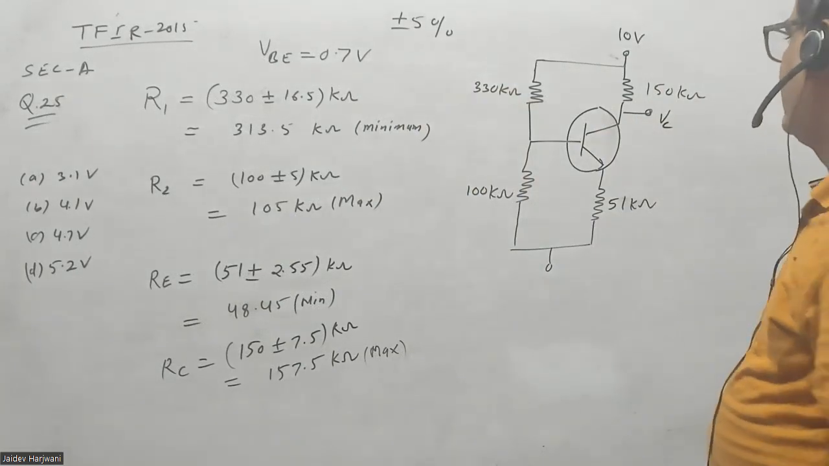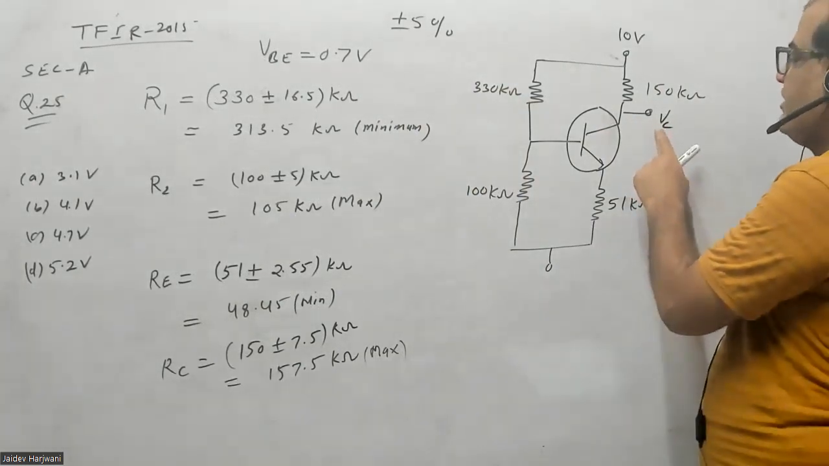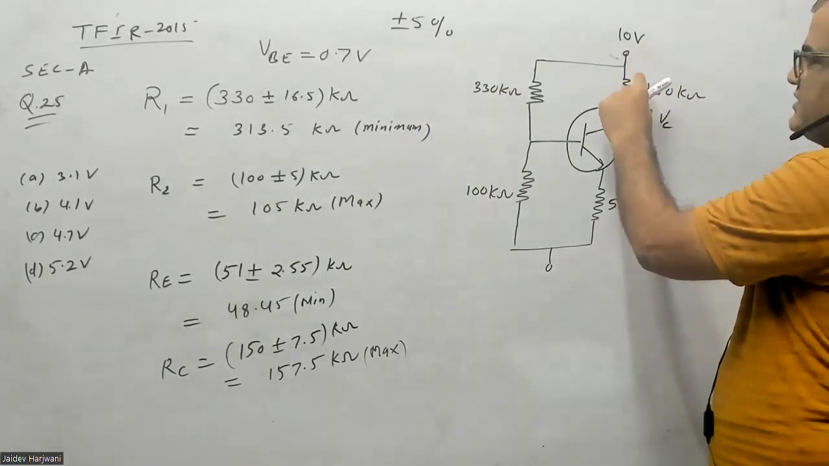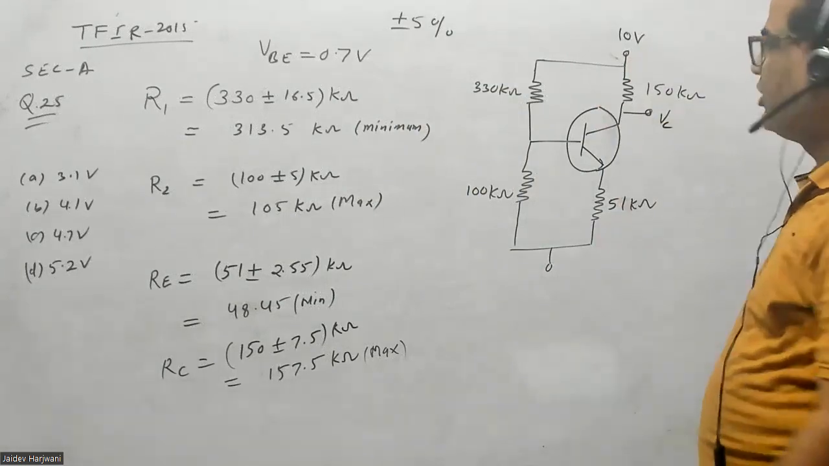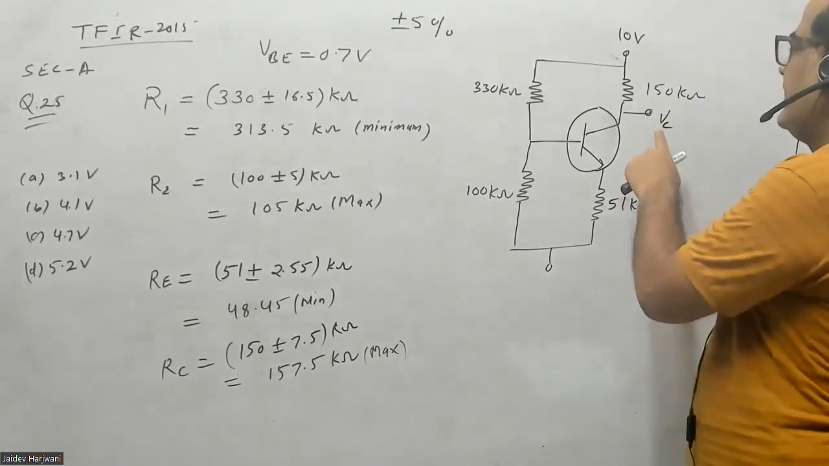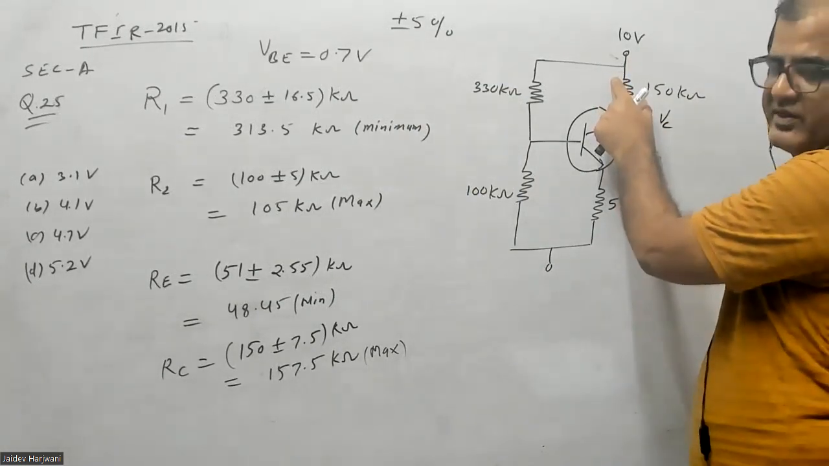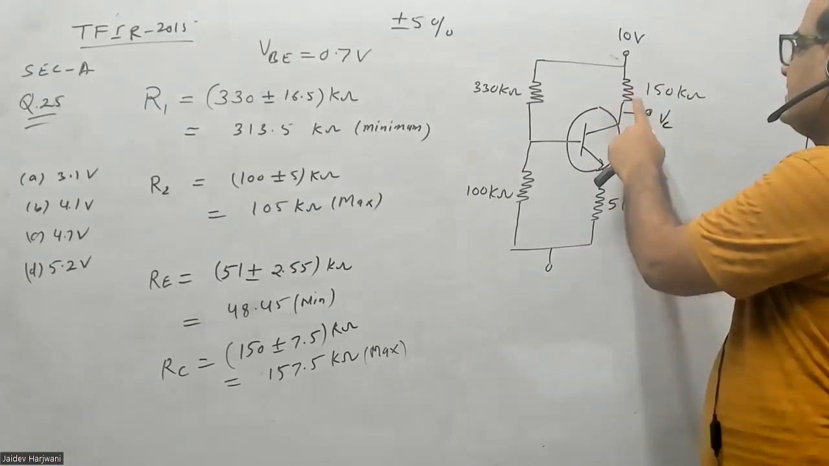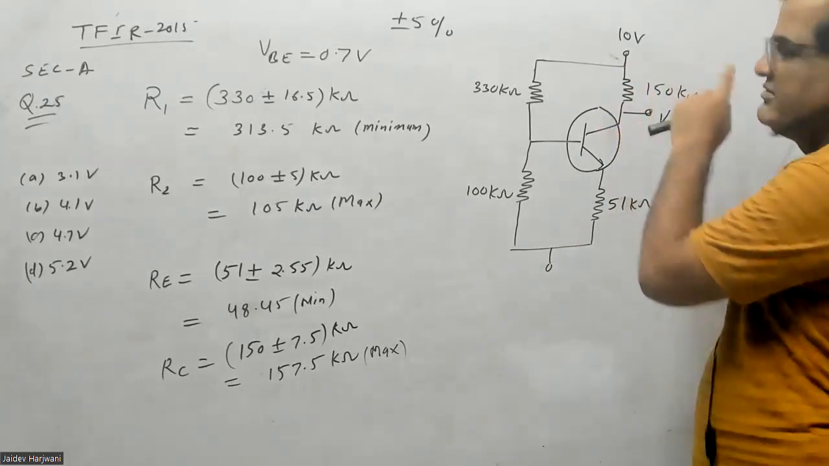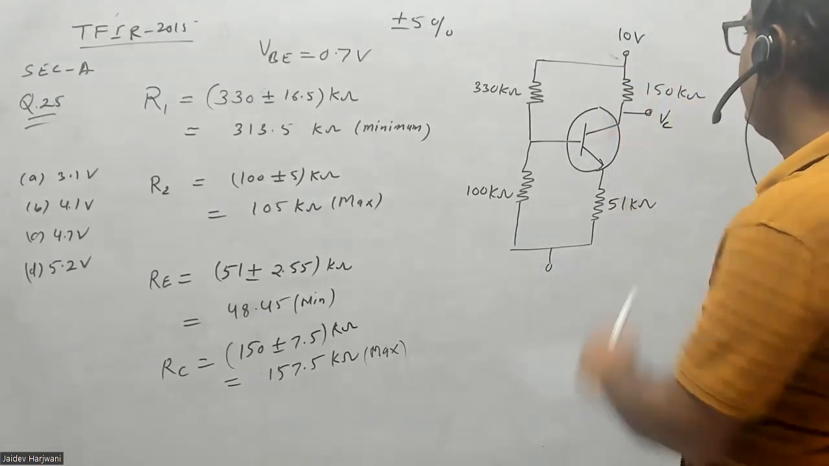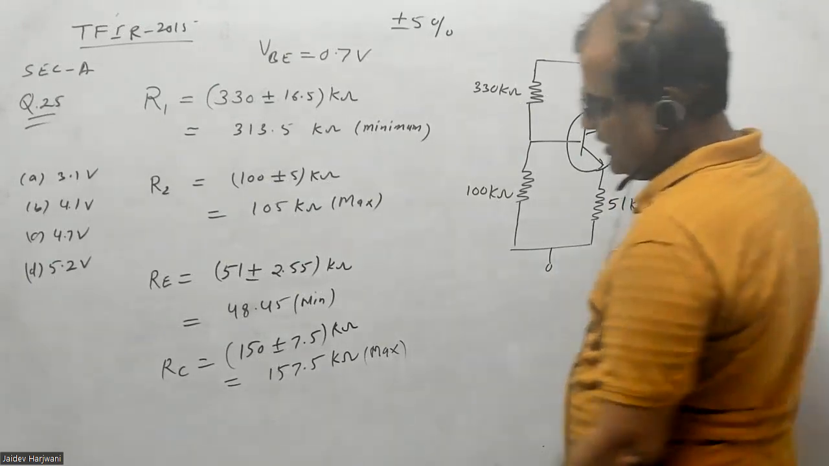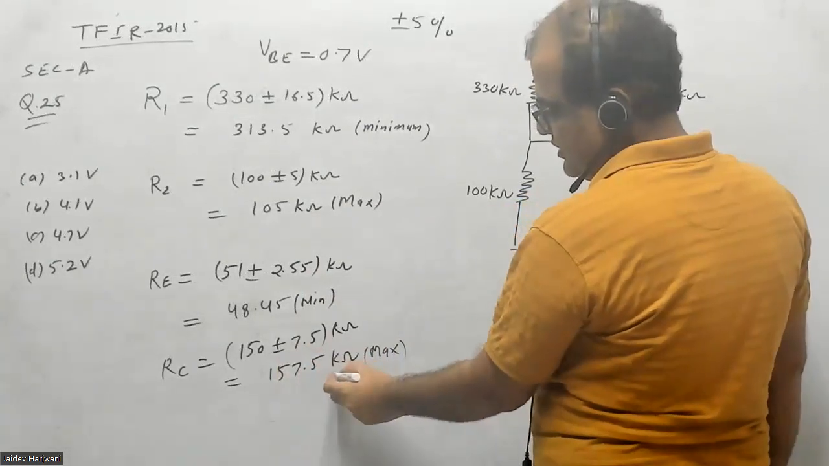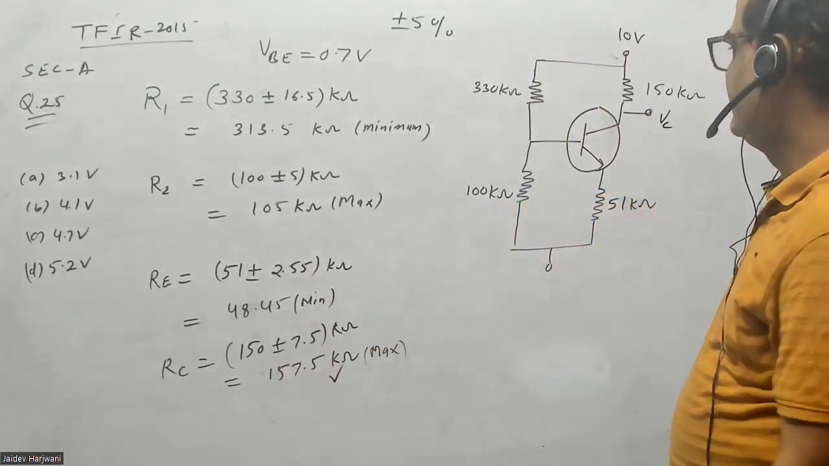We need to calculate that. If I want to look at the minimum VC value, then VC is VCC minus ICRC drop here. And if this has to be minimum, we have to maximize this one. ICRC should be maximum, and ICRC can be maximum only when I take the maximum value of RC. So RC value is given as 150 kilo ohm. If I take 5% error also, the maximum value of RC is this one. So I take the maximum value of RC.